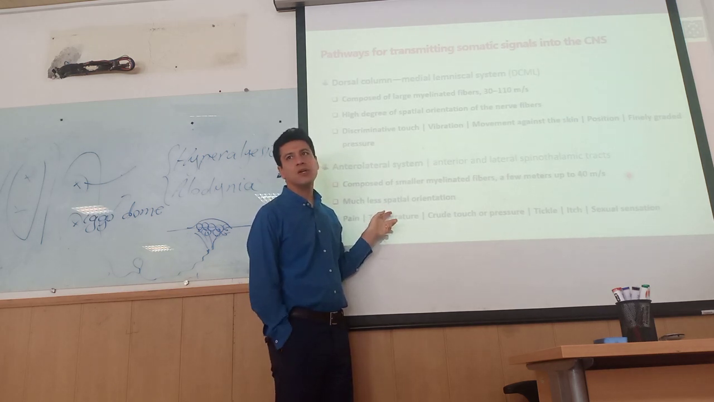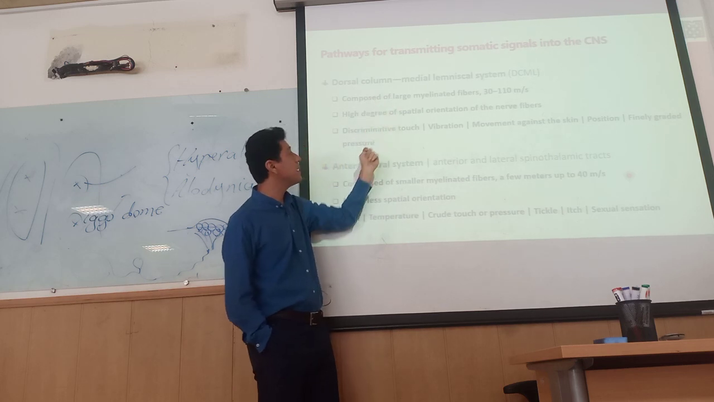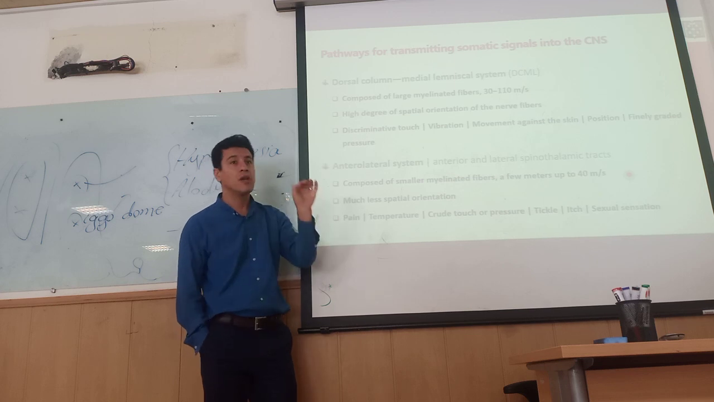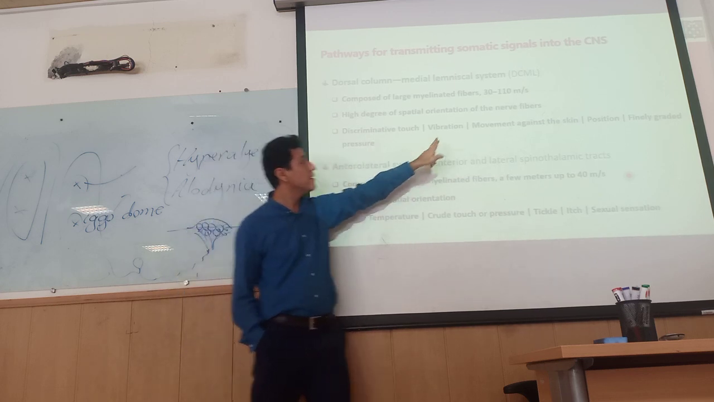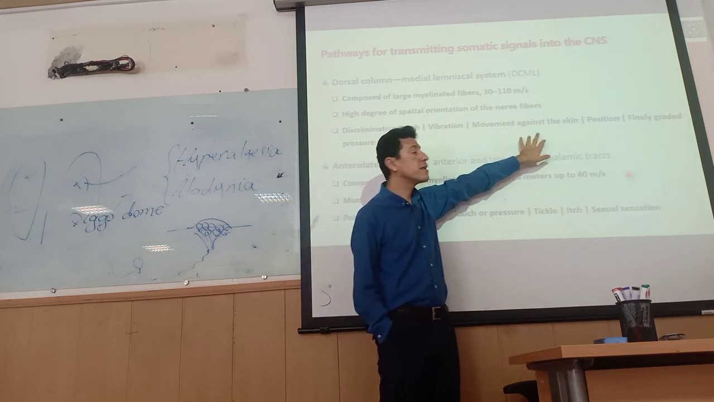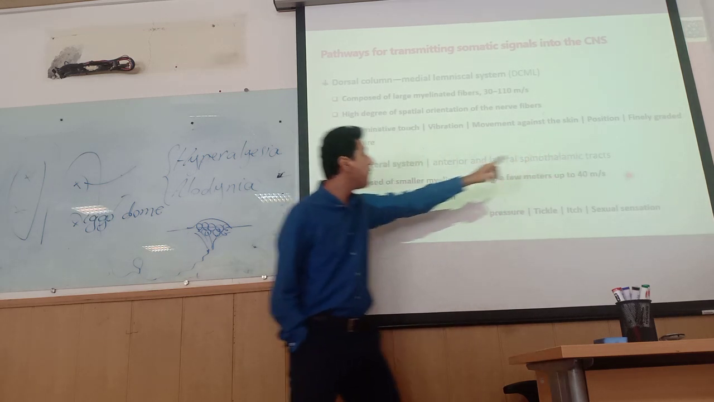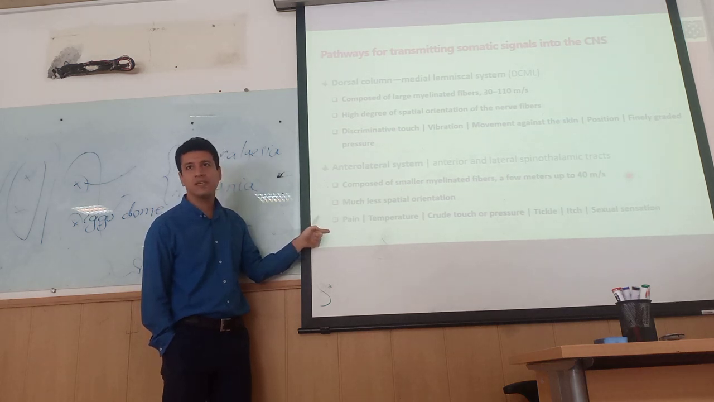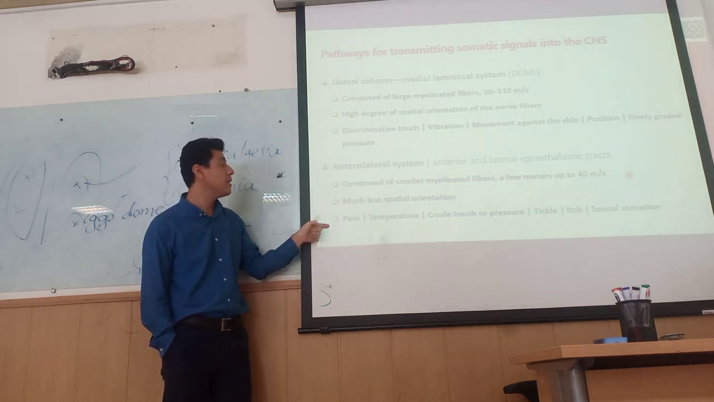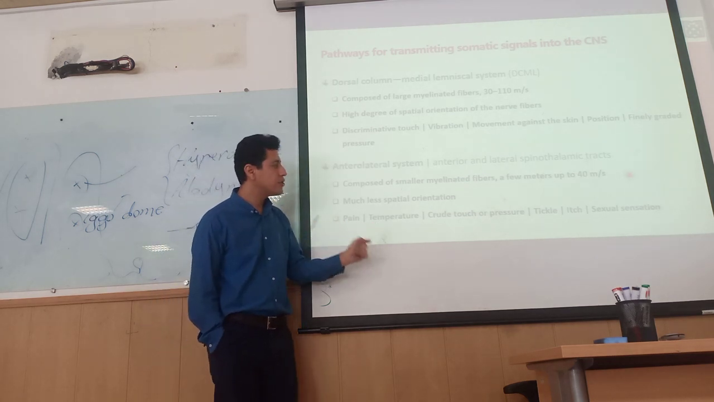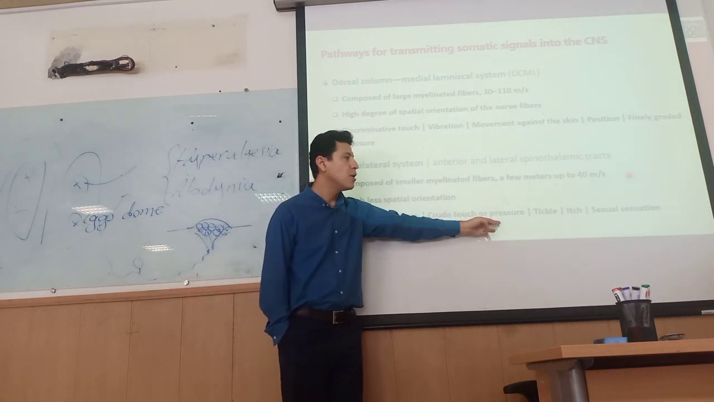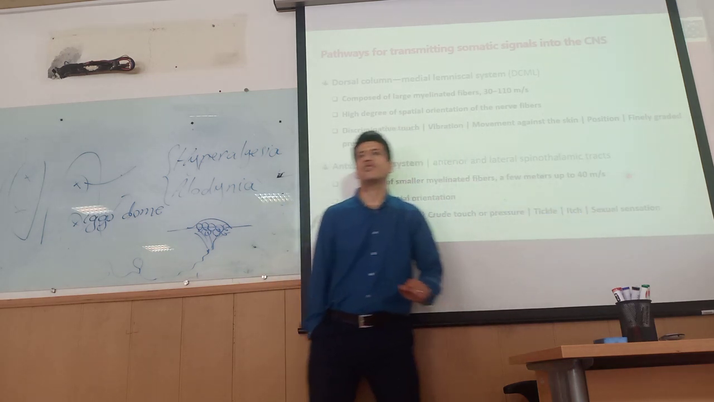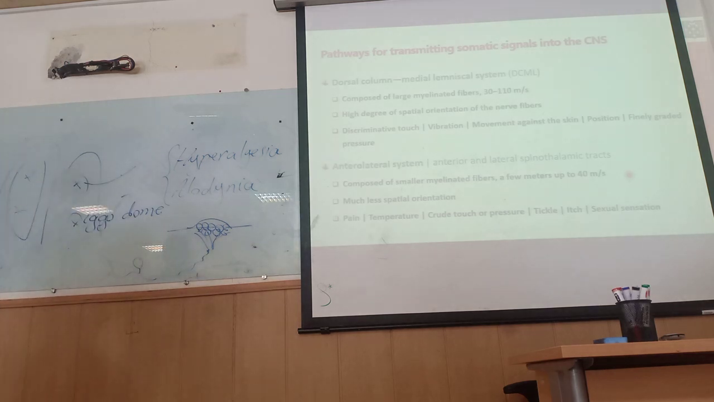The types of signals that are transmitted in the DCML system are these: discriminative touch, or fine touch, or light touch, okay? Vibration, movement against the skin, position, finely graded pressure. But the types of senses that are transmitted in the anterolateral system include pain, temperature, crude touch, deep pressure, tickle, itch, sexual sensation. Okay?